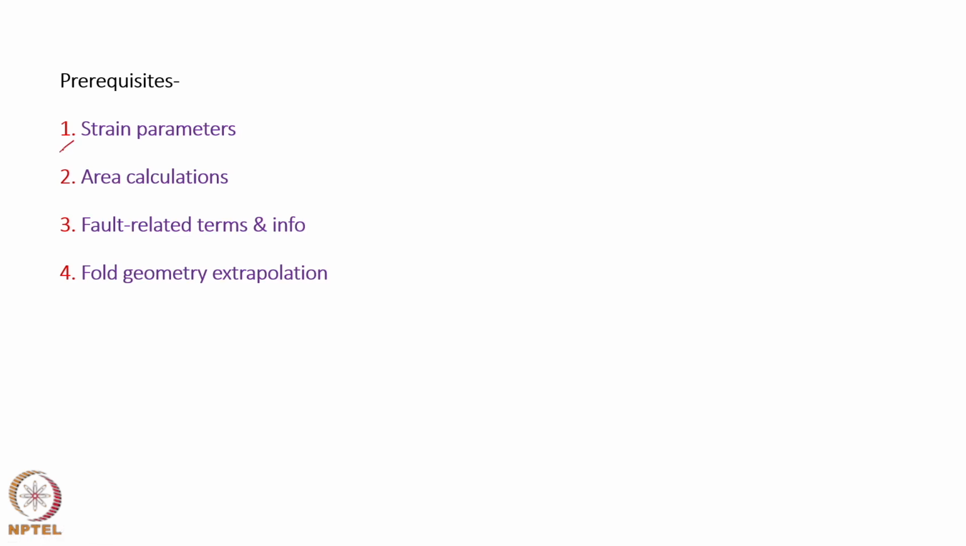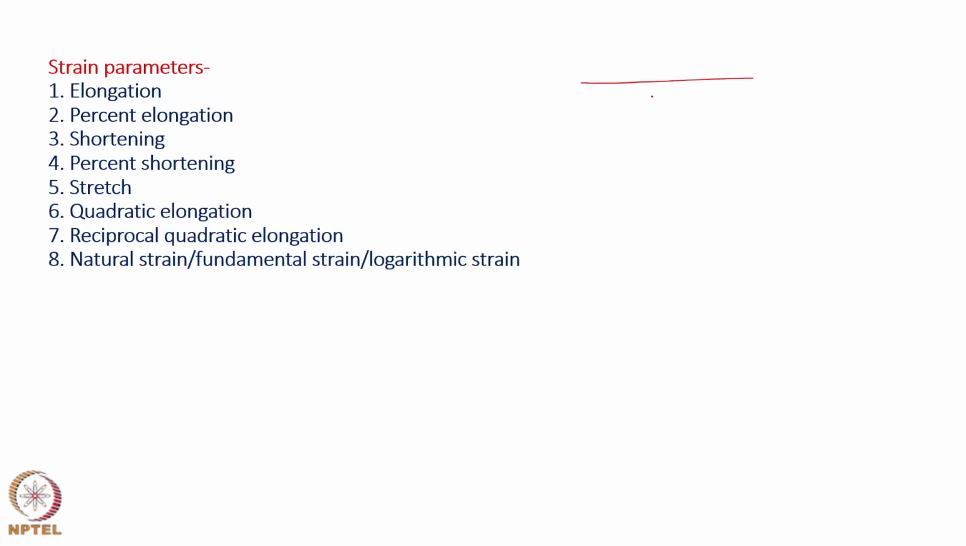We are now starting with the strain parameters. Consider there is a line of L initial length. By deformation, it has increased its length to L final. Then the first parameter, elongation, e, is defined as length final minus length initial divided by length initial. Since it is length divided by length, it is a unitless parameter.